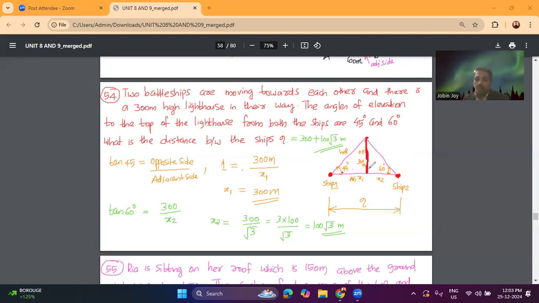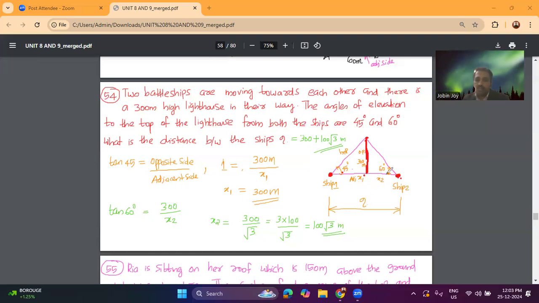That means here I have two right angle triangles, right? So I will calculate x1, then I will calculate x2, then I will add x1 and x2. You will get the distance between the ships. So I will apply tan. Why do I apply tan? Because the opposite side I know, and I'm calculating the adjacent side. X1 is the adjacent side. So tan 45 is equal to 300 divided by x1. Tan 45 is 1. So x1 is equal to 300 meter.